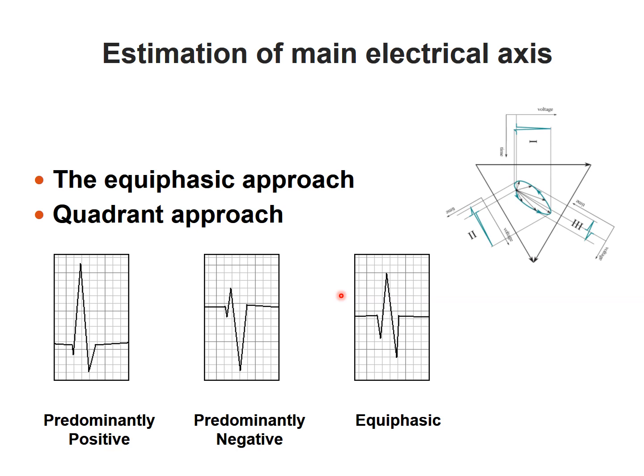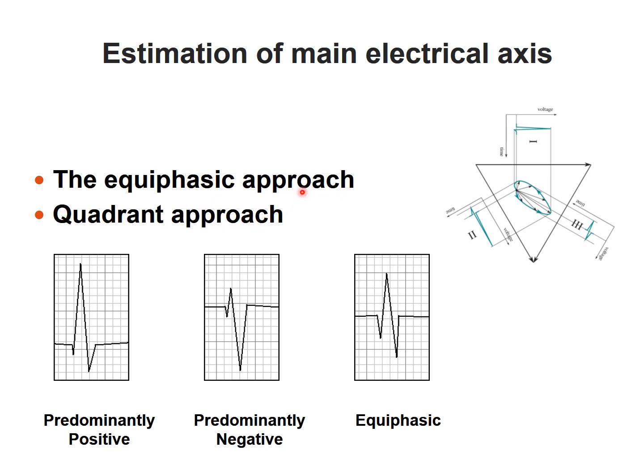Now, as with the Einthoven triangle, we put the sum of the QRS complex to lead 1, lead 2, lead 3, and we summarize the vector, and this is how we got the main electrical axis that substitutes the whole cycle within the QRS complex. Now we have two easy ways to calculate the axis. One is called the equiphasic approach, and the other the quadrant approach.